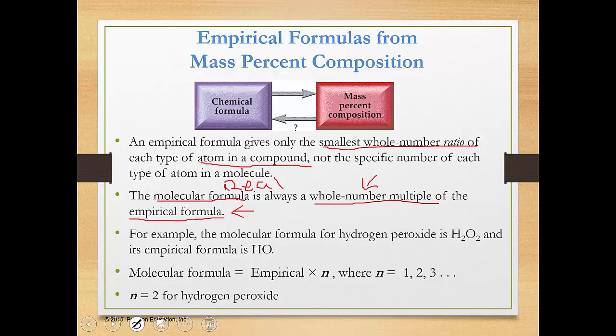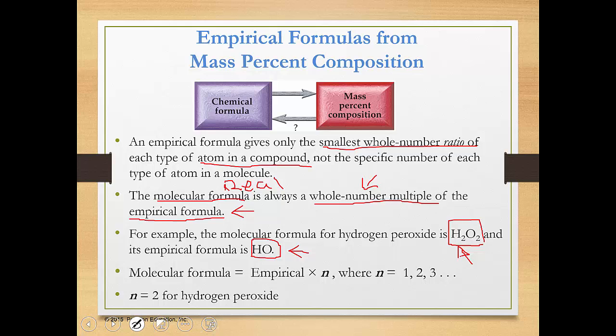So for example, hydrogen peroxide has a molecular formula of H2O2. Now, if we look at it, the simplest ratio of hydrogen to oxygen is simply 1:1. So the empirical formula for hydrogen peroxide would be H1O1, or just HO. That isn't what really exists. We can see that HO, if we really had such a thing, it would probably have a charge. It would be a hydroxide polyatomic ion. It would not have the same properties as hydrogen peroxide, H2O2.